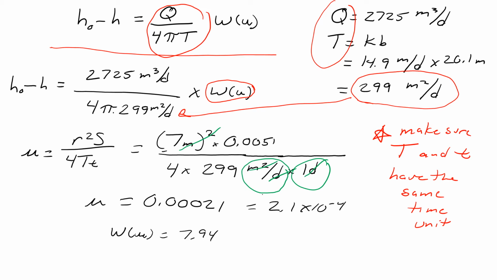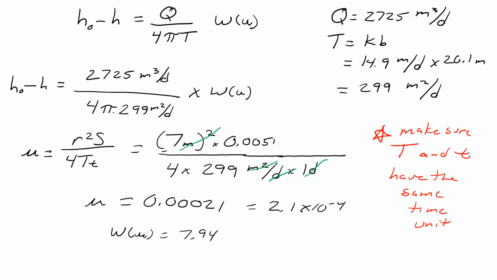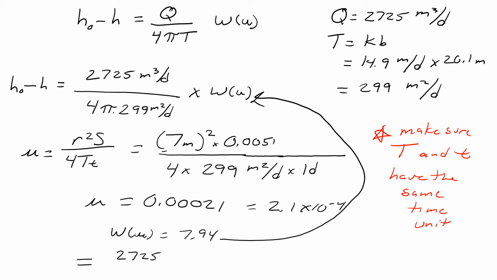Okay? So what you do, let me get rid of some of this nonsense here. You take that 7.94 and you stick it right there, and you multiply everything out, and you should be left with 2725 meters cubed per day over 4 pi times 299 meters squared per day times 7.94. And if you multiply that out, you end up with 5.7.